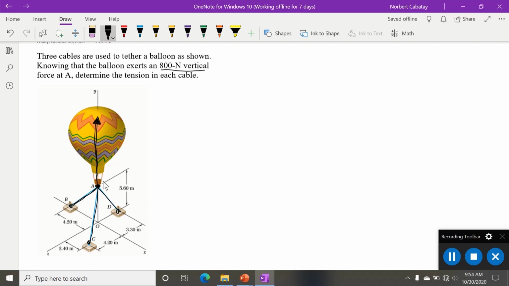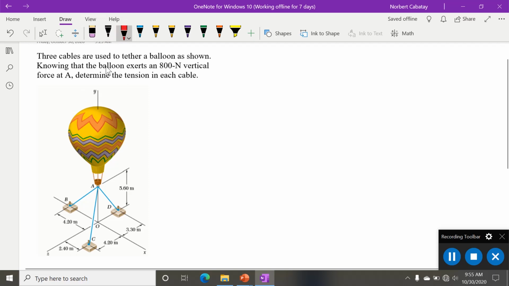Para siya ay lumutang, and therefore, tinatali siya dito sa baba. Dito. Kaya ang hahanapin natin is yung tension dito. Ano po? Now, what's next is kailangan muna natin ma-determine yung mga coordinates ng ating mga points na sinasabi.